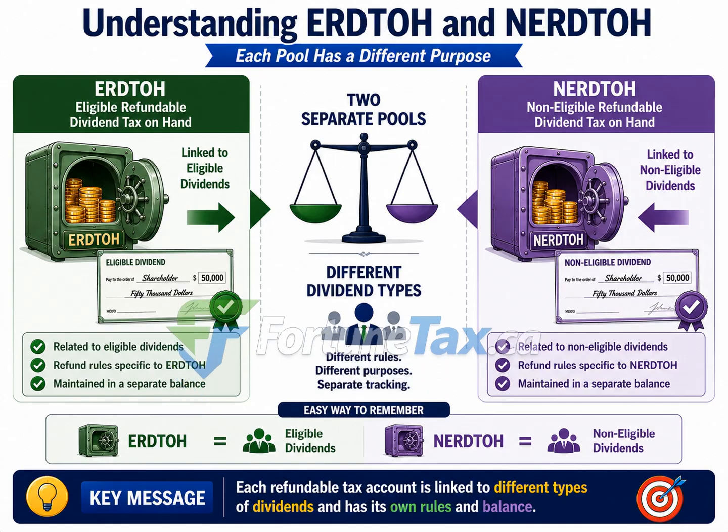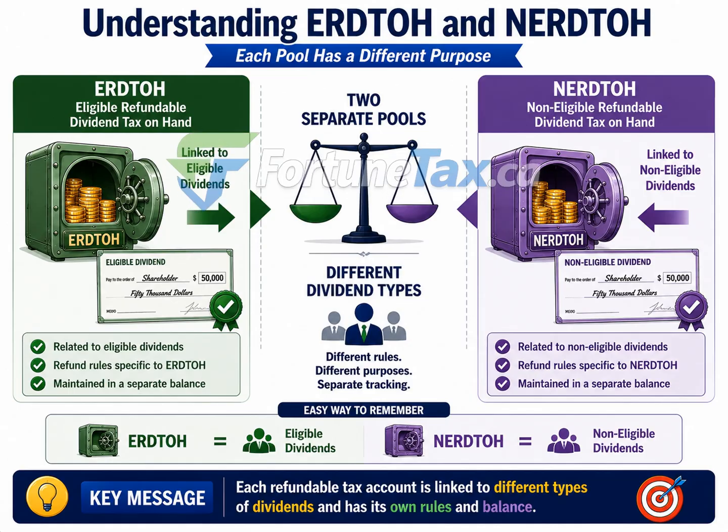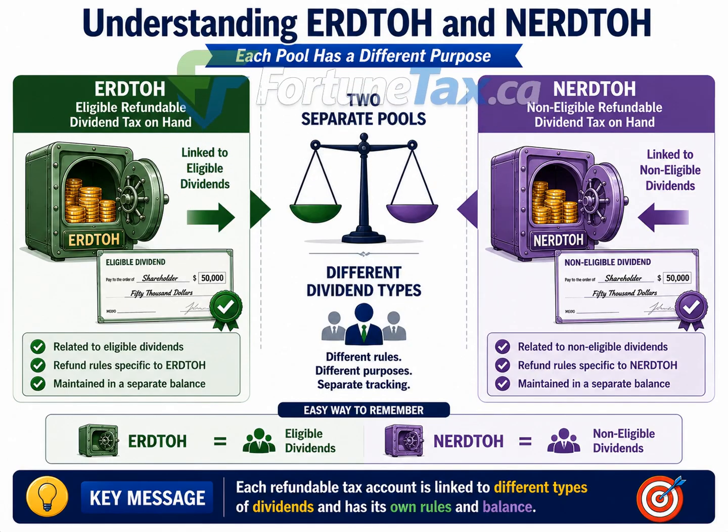A helpful way to remember this is with a simple association. ERDTOH goes with eligible dividends. NERDTOH goes with non-eligible dividends. If you can remember those two relationships, you've already understood the most important concept in this section. The detailed calculations will become much easier because you'll already know why the two accounts exist.